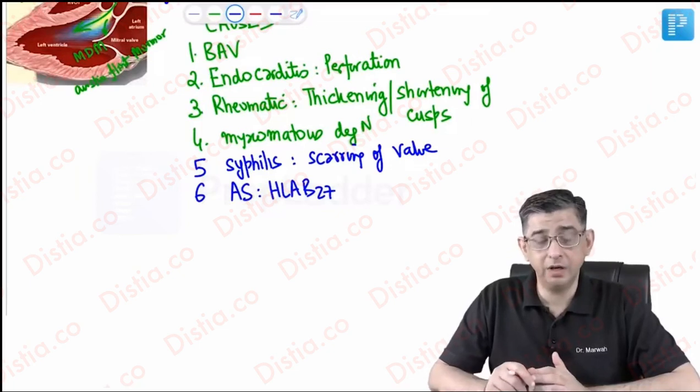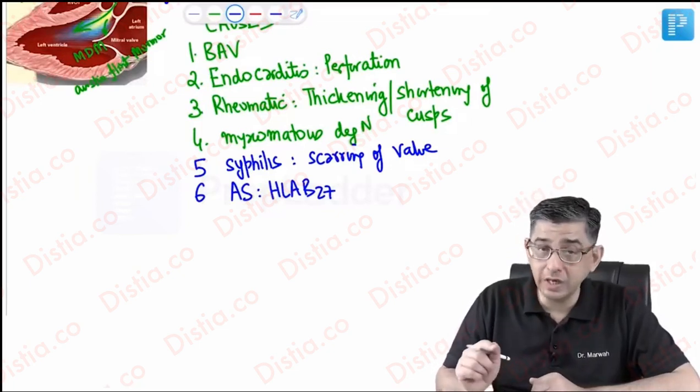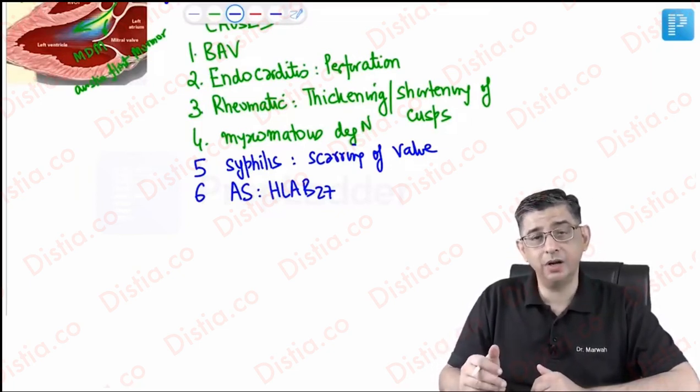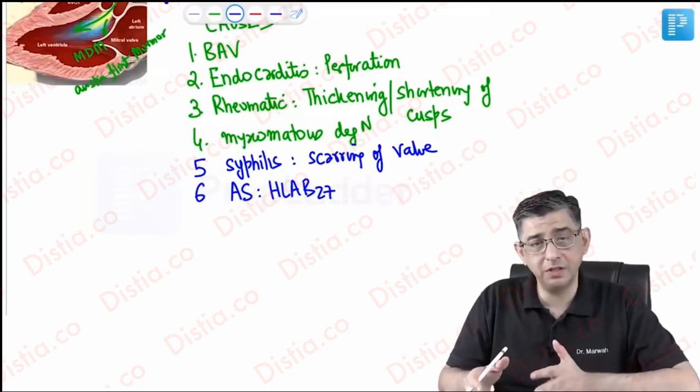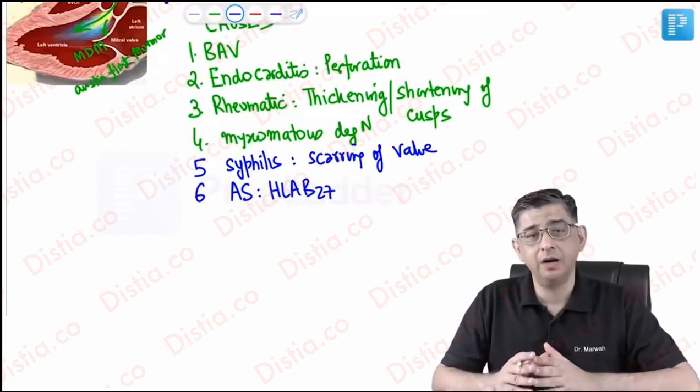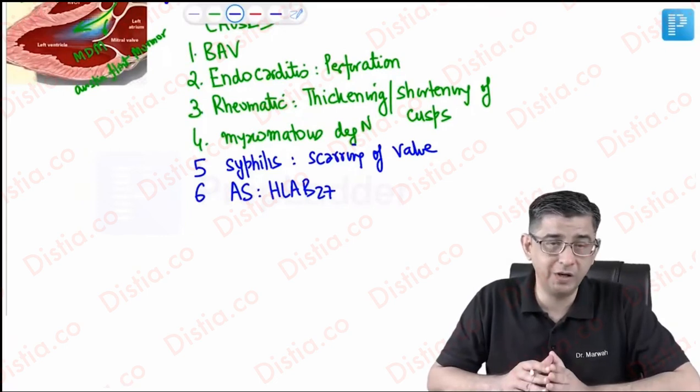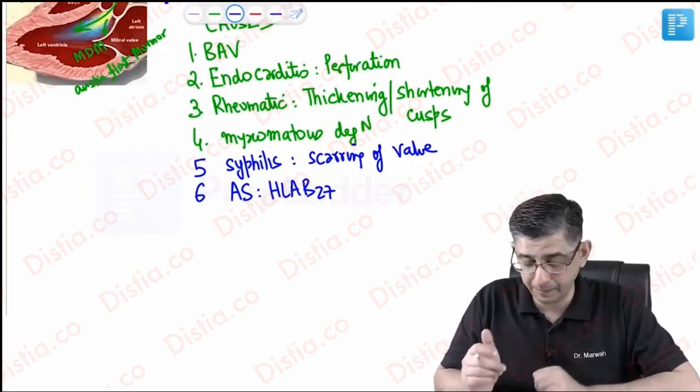So he will deliberately ask you the cardiovascular association of ankylosing spondylitis, and that's going to be the topic that we're studying. So do remember the statement: cardiovascular association of ankylosing spondylitis is aortic regurgitation.